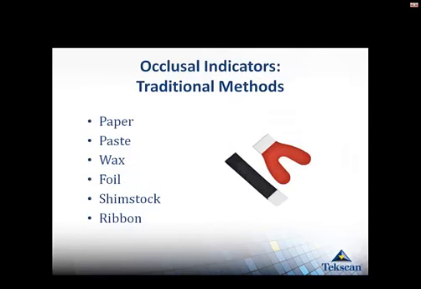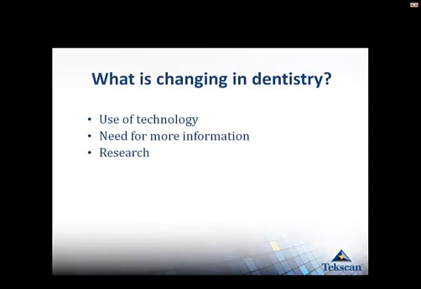And so some of our traditional methods of measuring occlusion in our practice are articulating paper, paste, wax, foil, shim stock, which a lot of times is used on implants, and ribbon. And so what I've noticed over the last 4 or 5 years is that there's been a significant change in dentistry and in TScan as well.